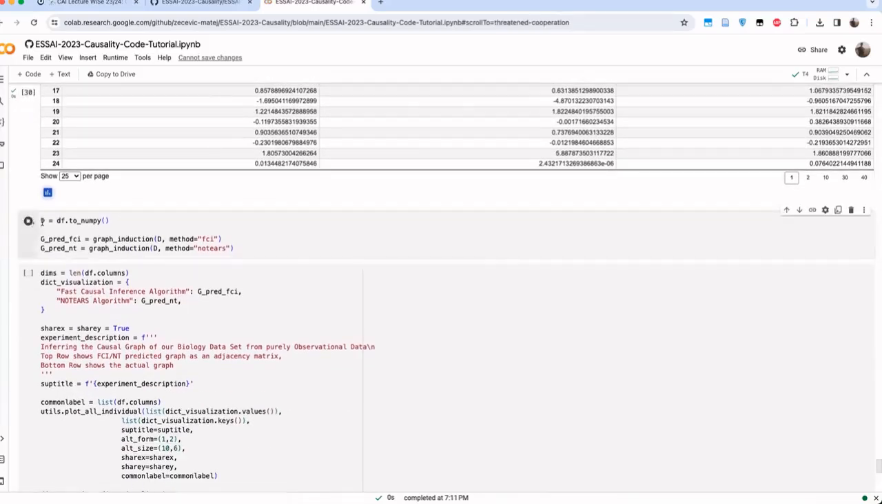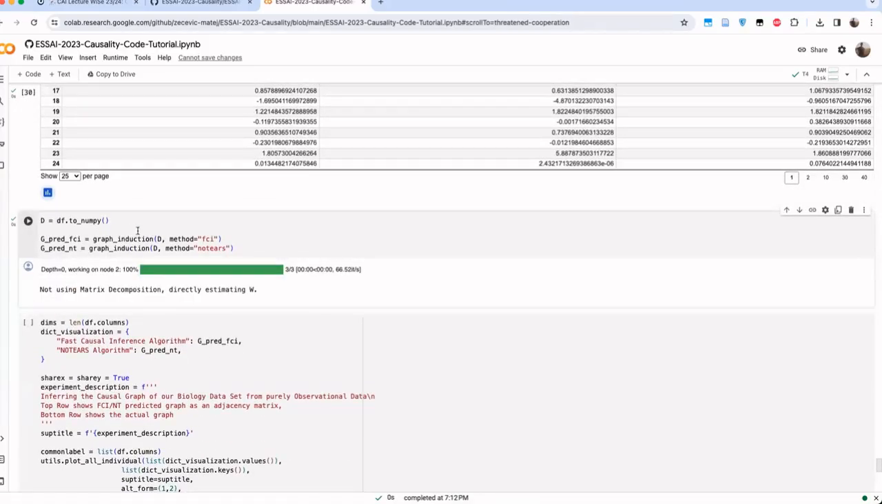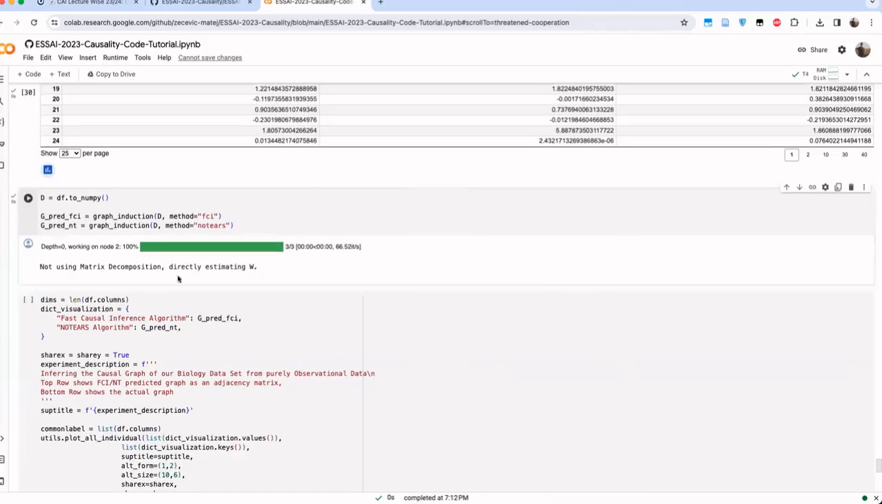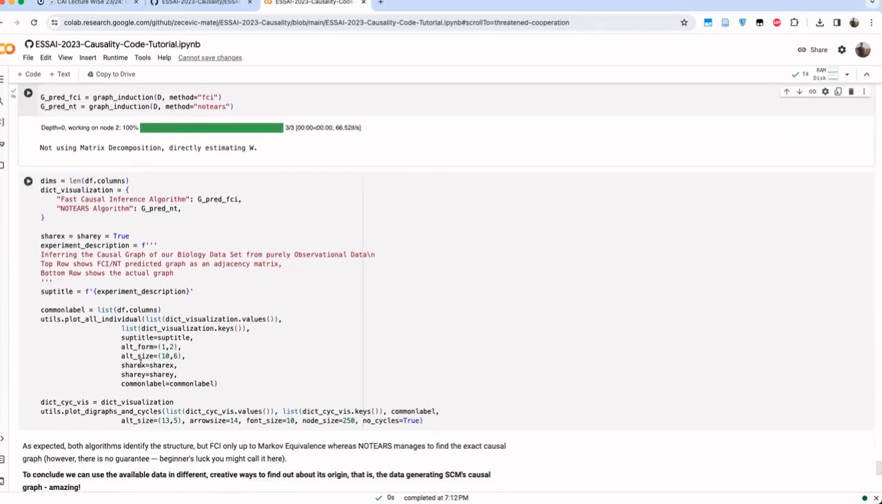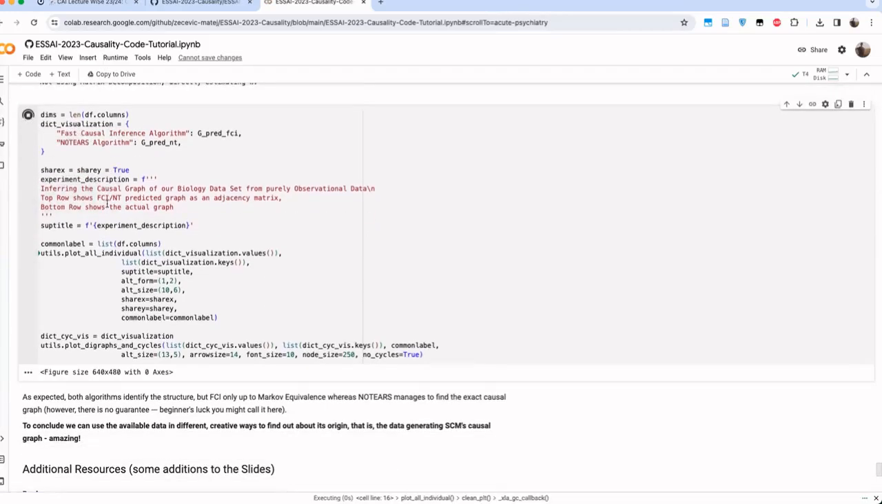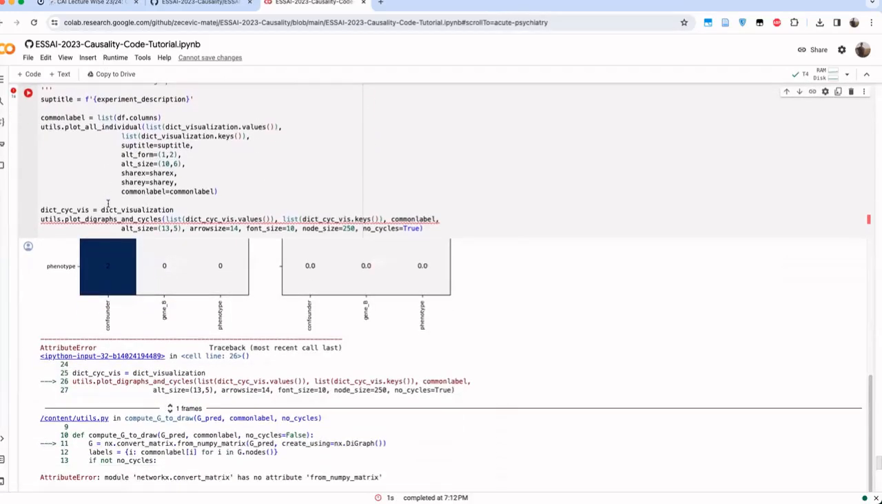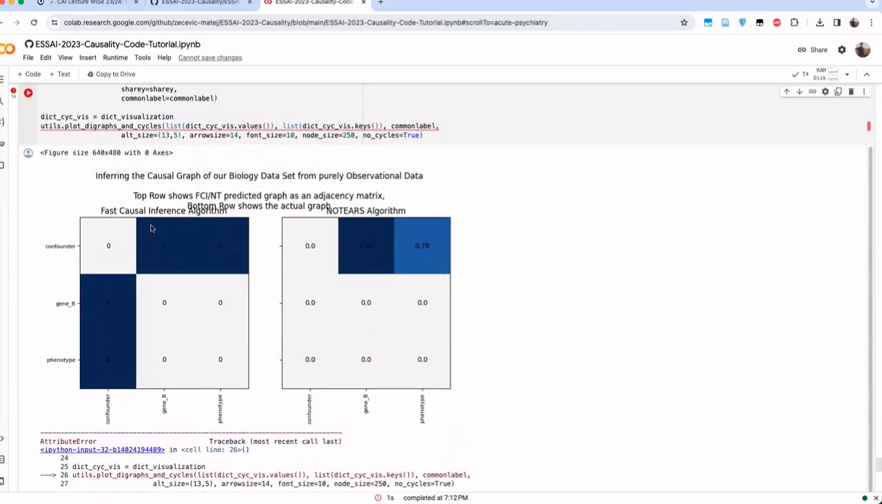Now, we can predict the graphs using our models. As you can see, it was super quick. So we predicted now based on our data that we have above, both using FCI and NOTEARS. And now what we are going to do is just visualize this whole thing, right? There's going to be an error coming up here. No worries. It's just because of some dependency issues with the visualization. So you're not going to see a graph structure, but what you're going to see is the adjacency matrix. But we know how to interpret an adjacency matrix as a graph structure, so we're just going to focus on this.